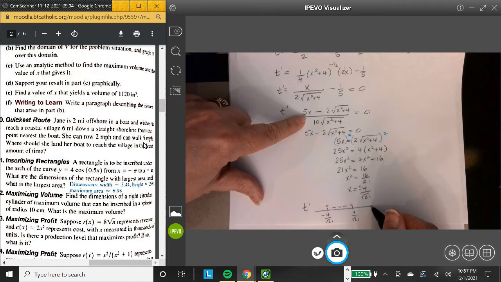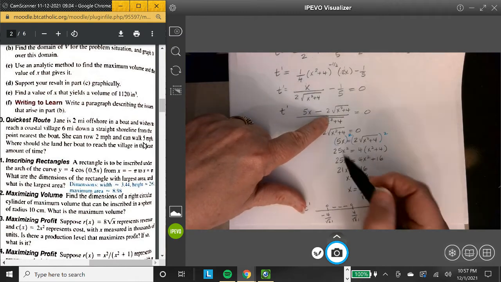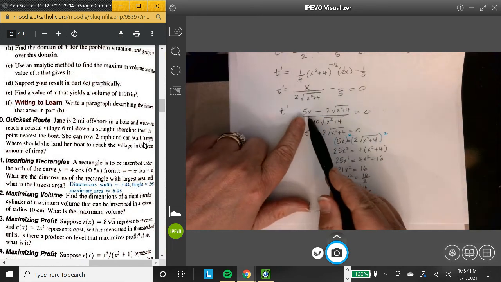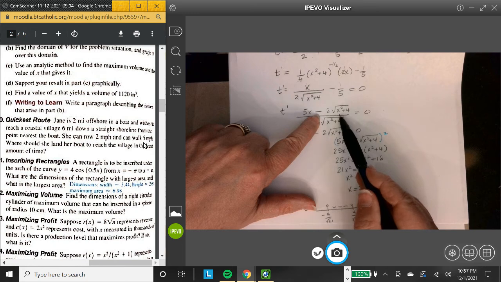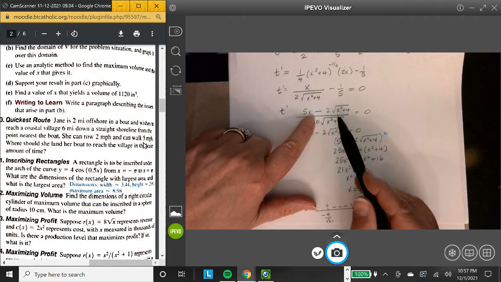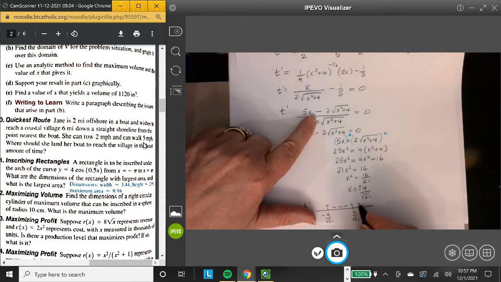But I plug in 100 and I get 500 minus 2 times the square root. Well, 10 is okay too. Let's do 10. 50 minus 2 times the square root of 104. 104 is just over 100, right? Because the square root of 100 is 10. So the square root of 104 is just a little bit over 10. So this is going to be 20-something. 50 minus 20-something is definitely a positive number.